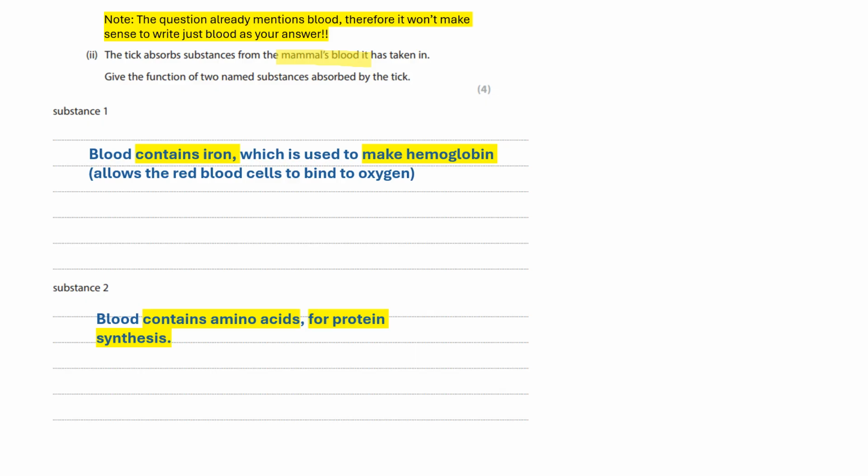So first of all, blood contains iron, which is used to make hemoglobin. This over here will get you 2 marks. So that's 1, and that's 2. You must know that also hemoglobin allows the red blood cells to bind to oxygen. The substance number 2 is that blood contains amino acids, and amino acids are needed for protein synthesis.